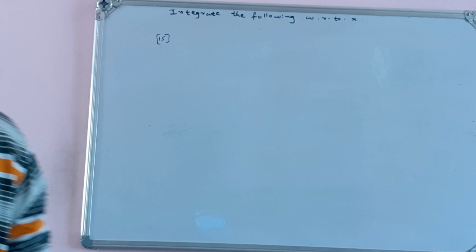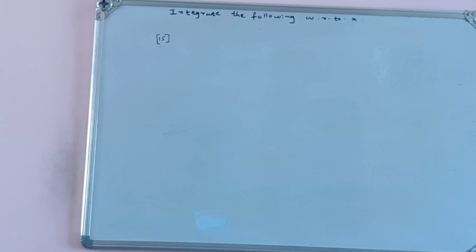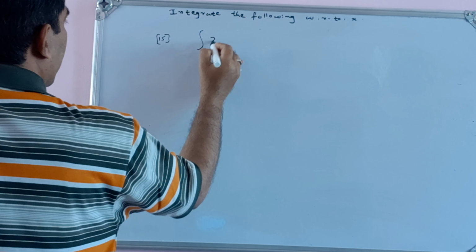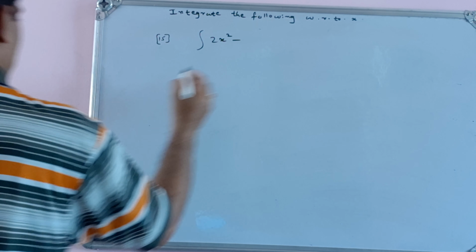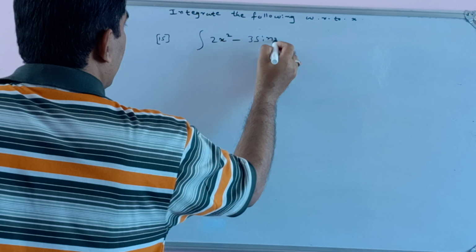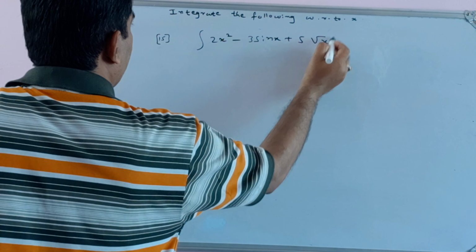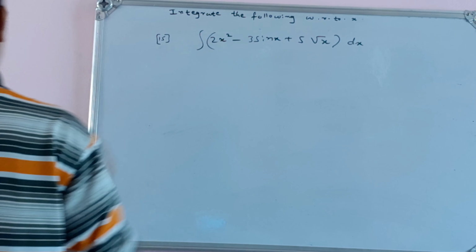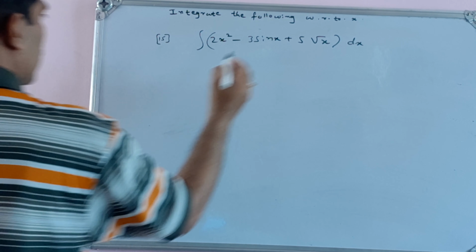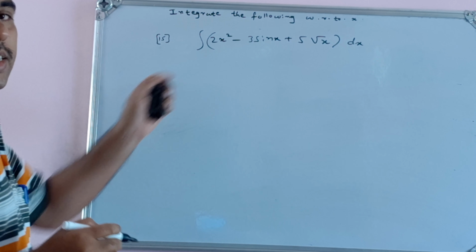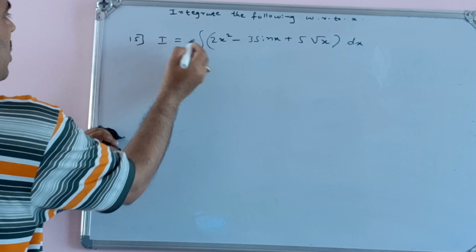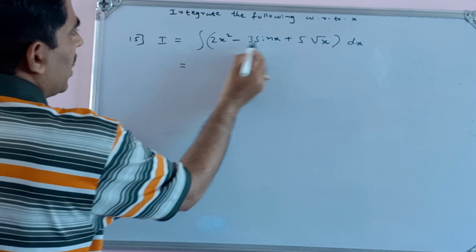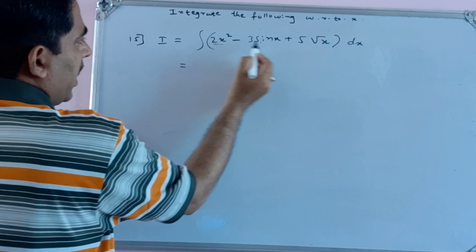Okay, so let me consider another function. Integration of 2x square minus 3 sin x plus 5 root x with respect to x. Okay, let us integrate this. I have given the number as 50, so let us equate it to I. So then see, integration of every term, we can integrate separately.